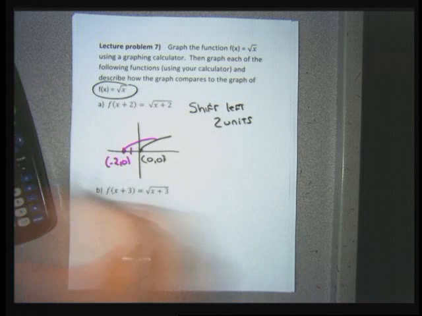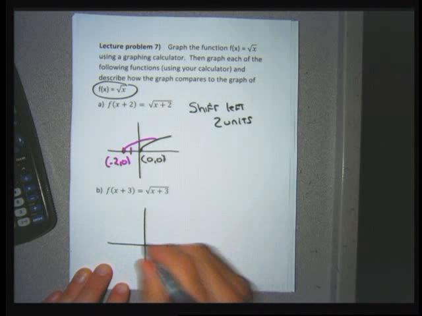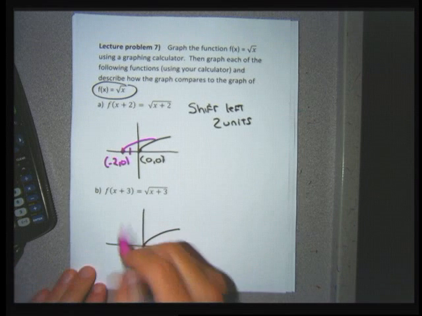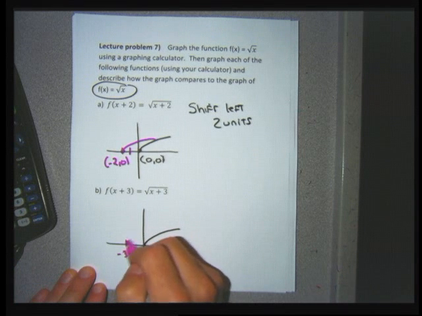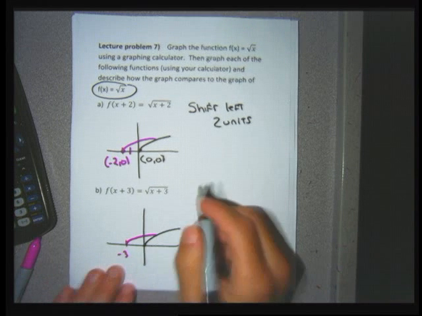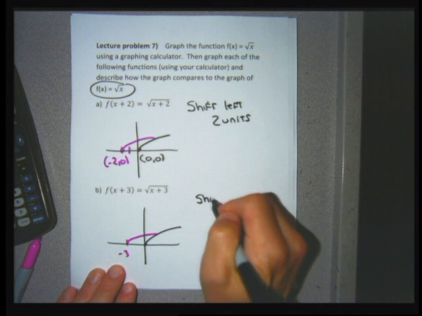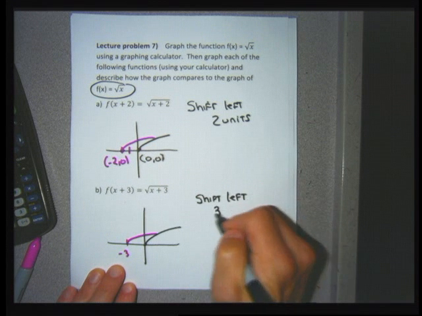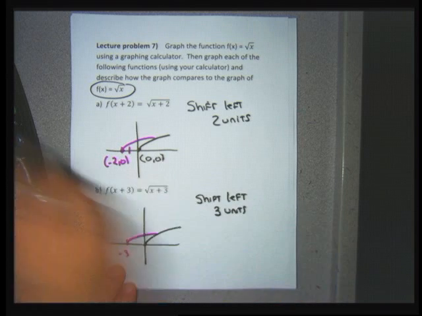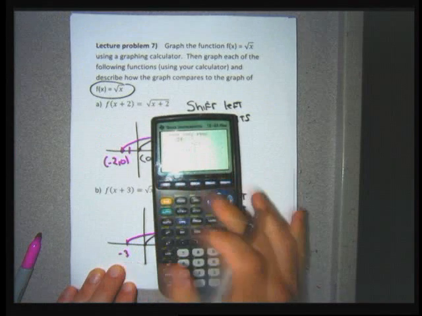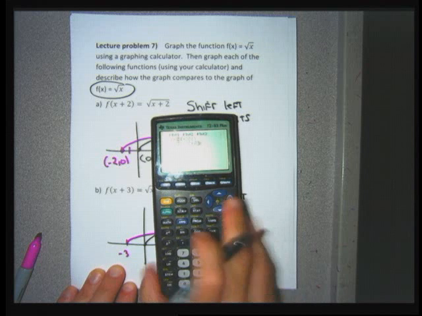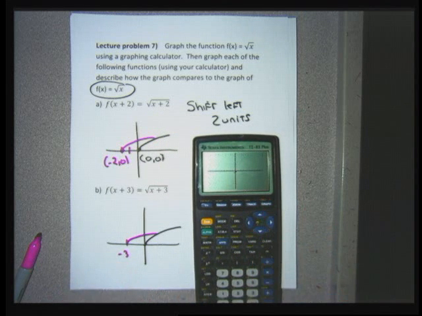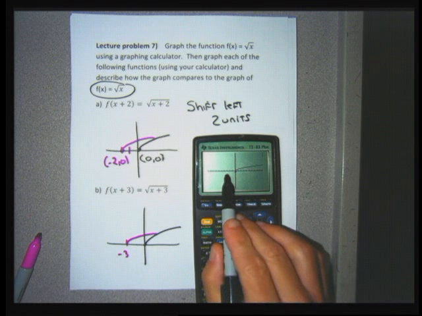And for part B of this, the initial square root of x starts at 0, 0. This graph is going to start at negative 3, 0. It's going to have the exact same shape as the square root of x, but it's going to be shifted to the left, in this case 3 units as opposed to 2. And I can graph that real quickly by changing the x plus 2 to x plus 3. All that does is move it over 1 more to this negative 3.